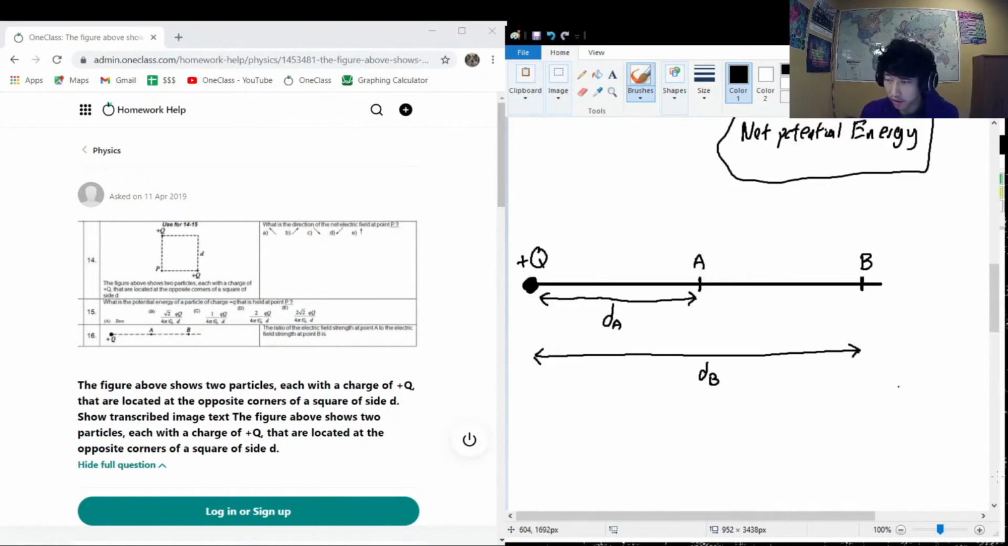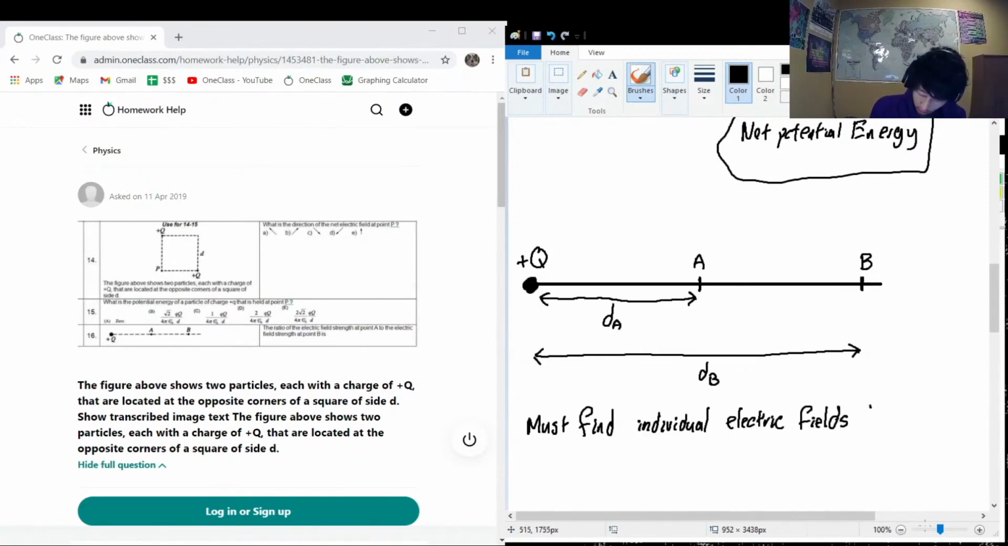So if we want to find the ratio of their electric fields, we have to find what their individual electric fields are. So we must find the individual electric fields before finding the ratio between them.